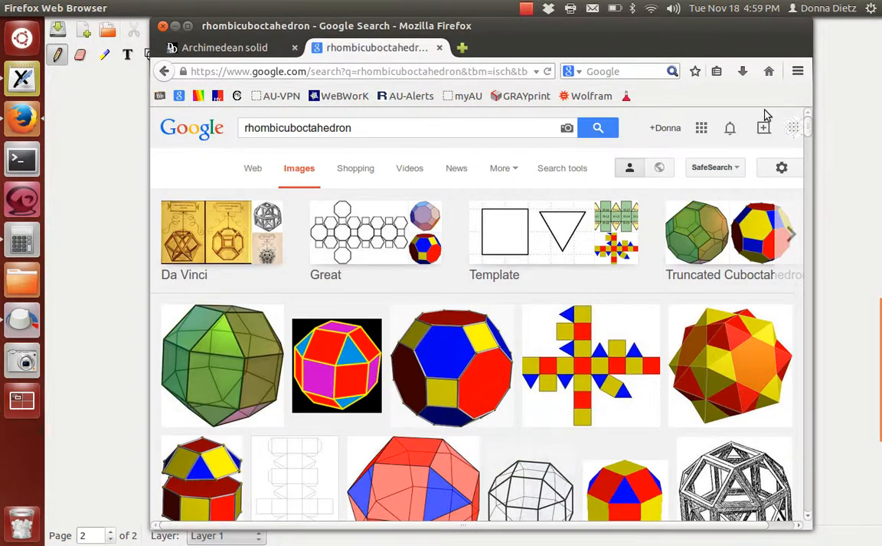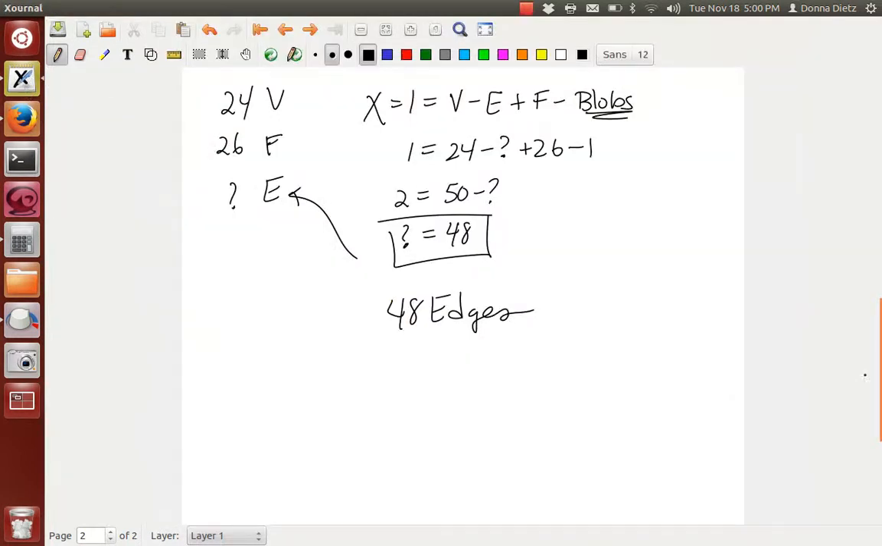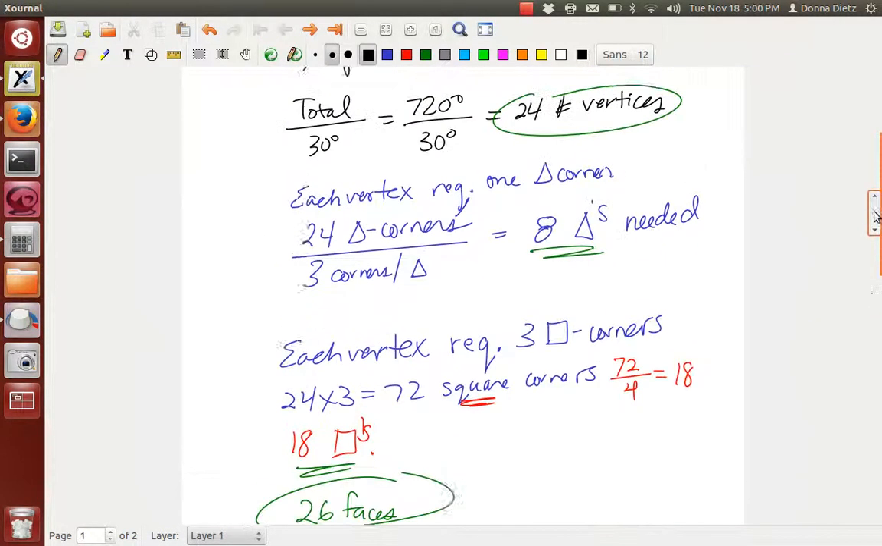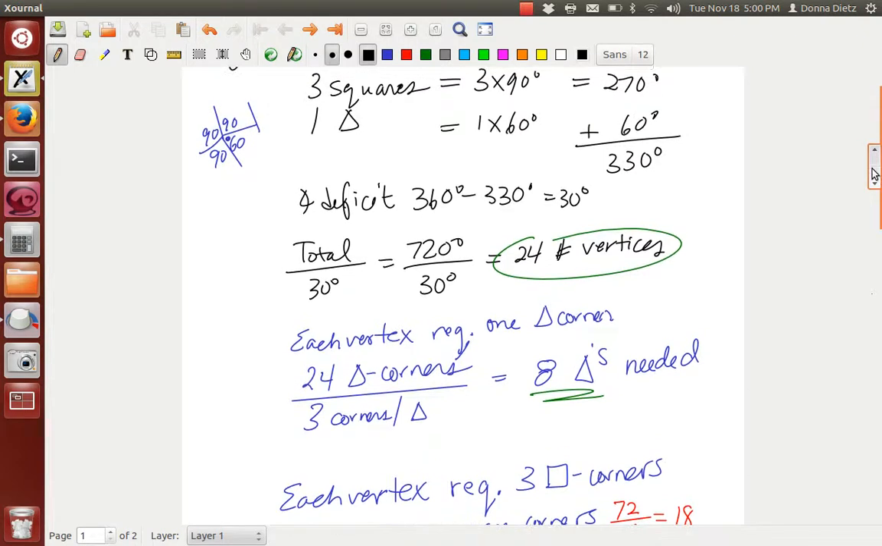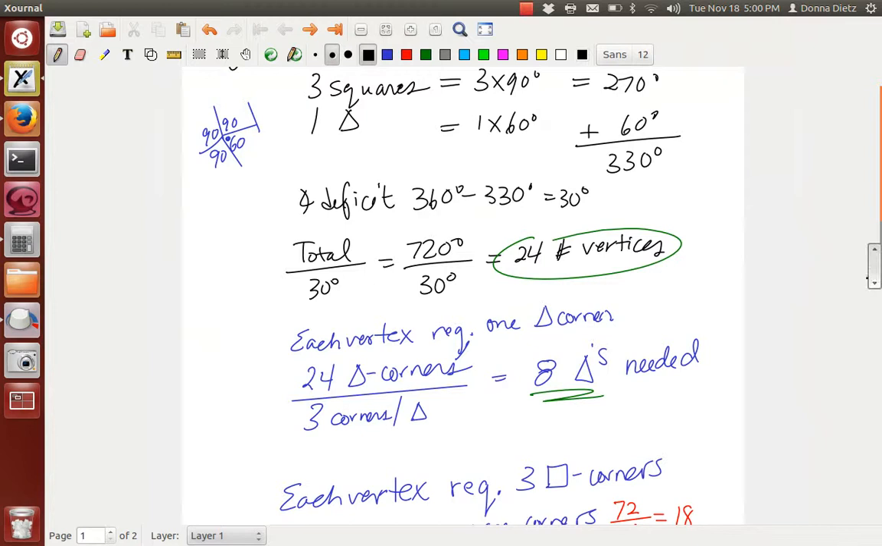Okay, so I can look and I can find them. Oh, here's one. And I can just count them because it's all laid out flat. And I see that there's 8 triangles, and there's 1, 2, 3, 4, 5, 6, 7, 8, 9, 10, 11, 12, 13, 14, 15, 16, 17, 18 squares. And I go back and say, is that what I got? Did I have 18 squares? Yes, and 8 triangles. And that's what the picture says. So that's yet another way of confirming that your calculations are correct.